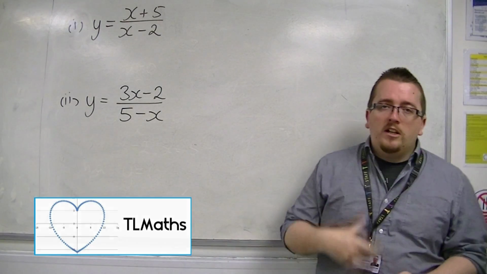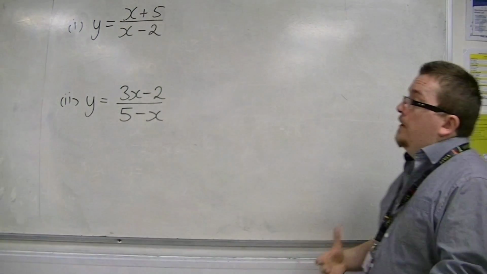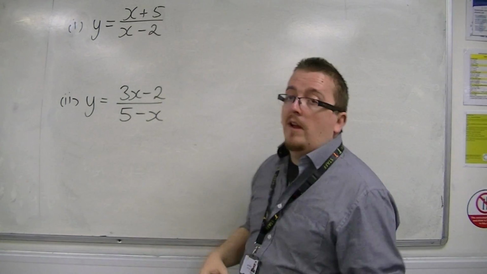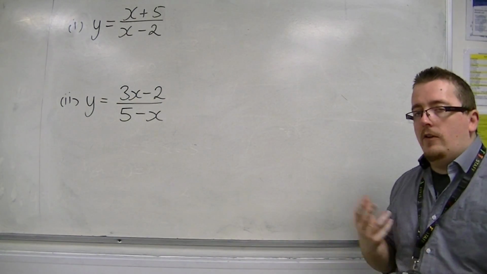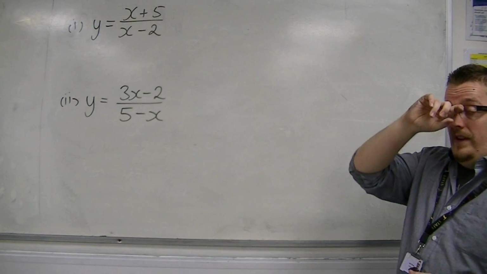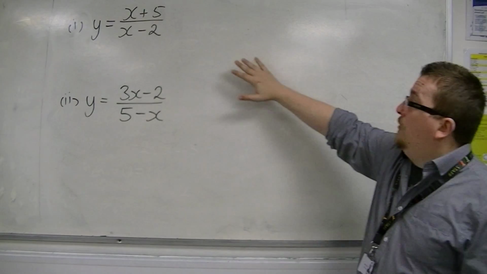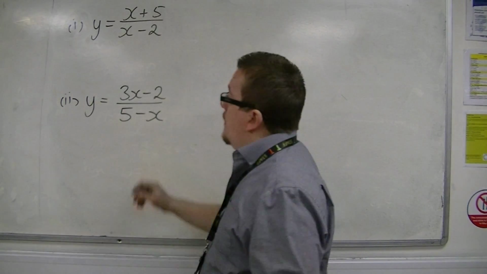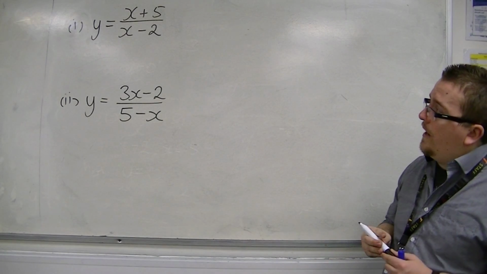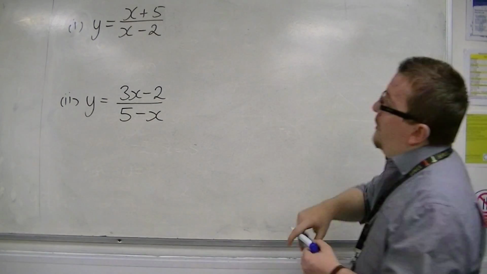In this video we're going to be looking at rational functions where we now have polynomials on the numerator as well, seeing how this can mix things up. I'm going to be working through two examples in this video. We've got y is equal to x plus 5 over x minus 2 and y is equal to 3x minus 2 over 5 minus x. Okay, so I'm going to start off with this first one.